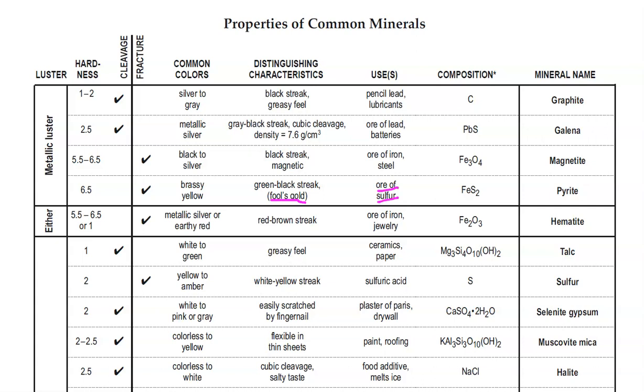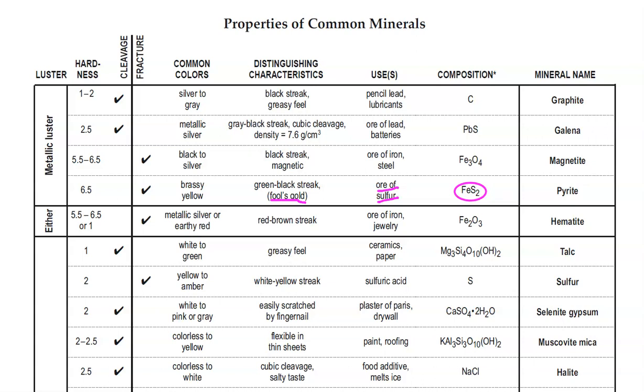All right, so what does that word ore mean? That just means that it's a source of sulfur. So it is mined for its sulfur content. All right, and finally, we have the composition column. So if we take a look at the composition of pyrite, it says FeS2.